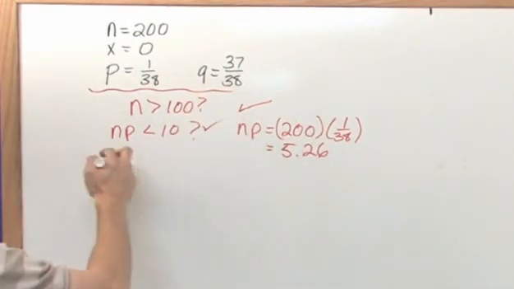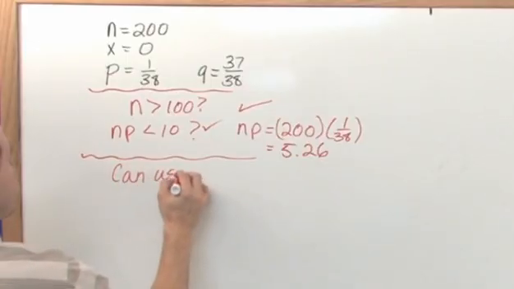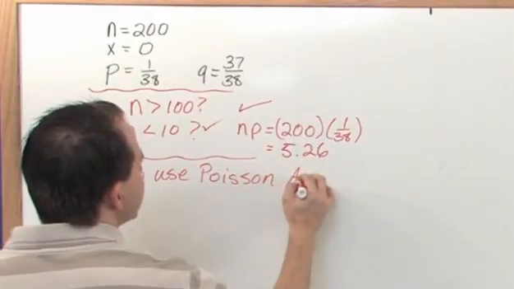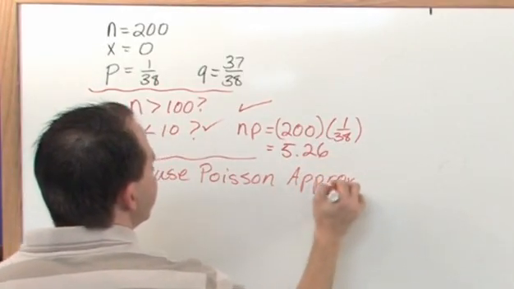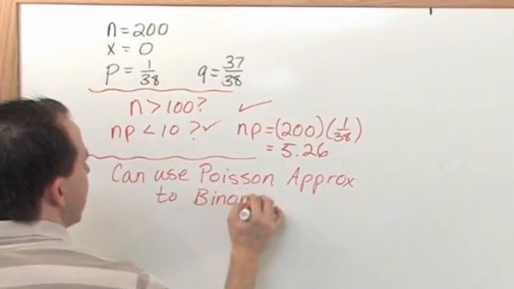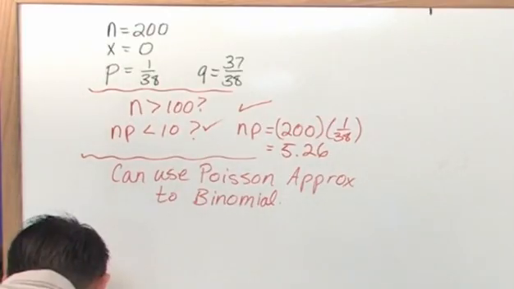So yes, both of these constraints are met, so we can use the Poisson approximation to the binomial, with some measure of success, with some low error, okay? So let's go ahead and do that.